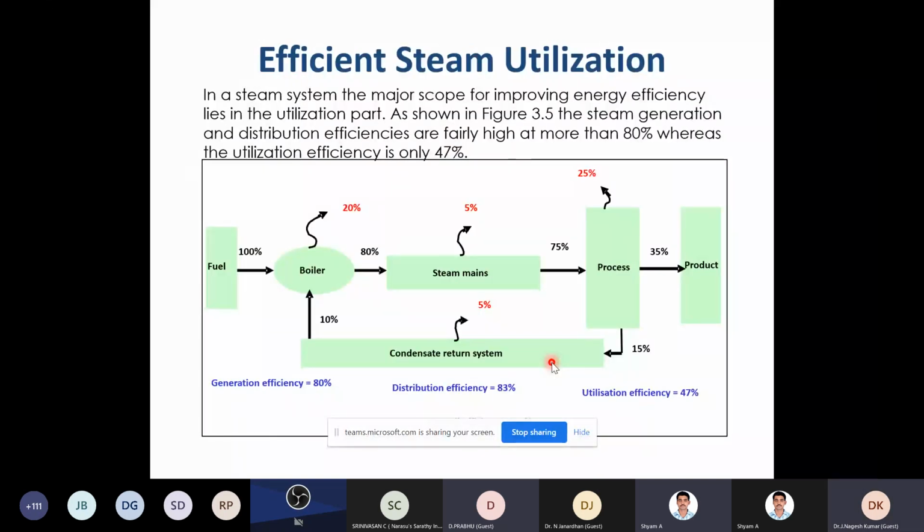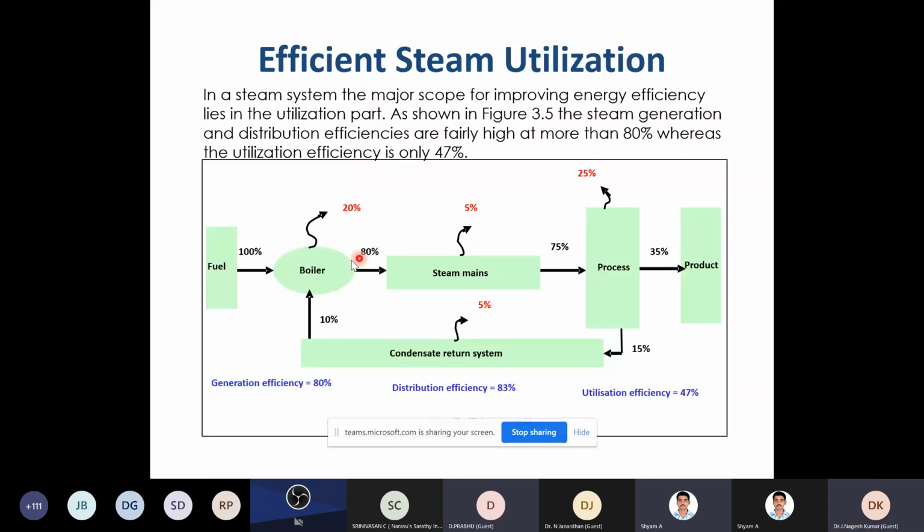Now coming to efficient steam utilization: what is the efficiency of the steam system? As you have seen, in the fuel there is 100% heat in the form of chemical energy. It goes into the boiler and combustion takes place. Out of this 100%, 80% goes along with the water, as steam. The 20% is the loss in the boiler: dry flue gas loss, wet flue gas loss, radiation loss, all that constitutes 20%. So the remaining 80% is the efficiency.